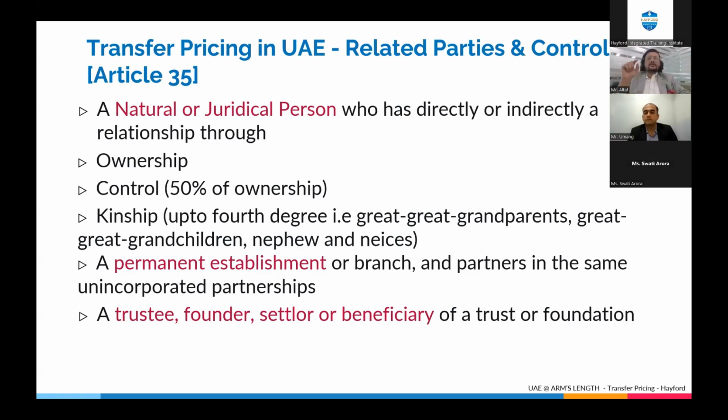So if a natural or juridical person has directly or indirectly a relationship through ownership, fine, a direct ownership or direct shareholding, or control, 50% of ownership, or that ability to control. And the third thing is specific to natural persons: kinship, which is up to the 4th degree of kinship, like great grandfather. They have a common great grandfather or mother.